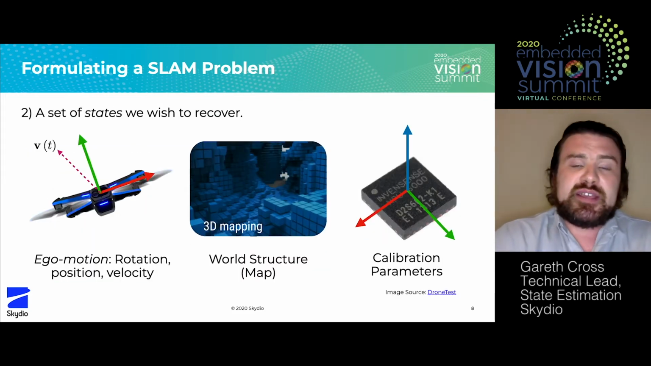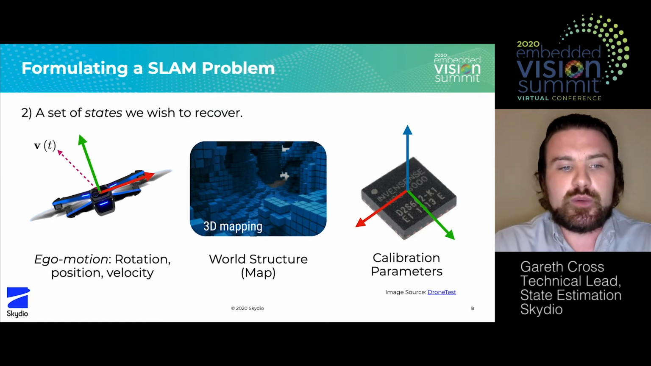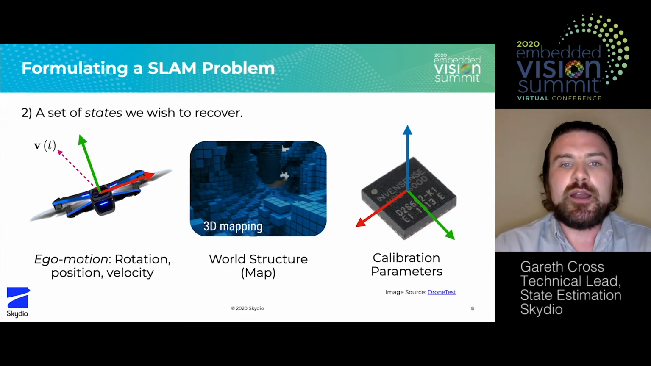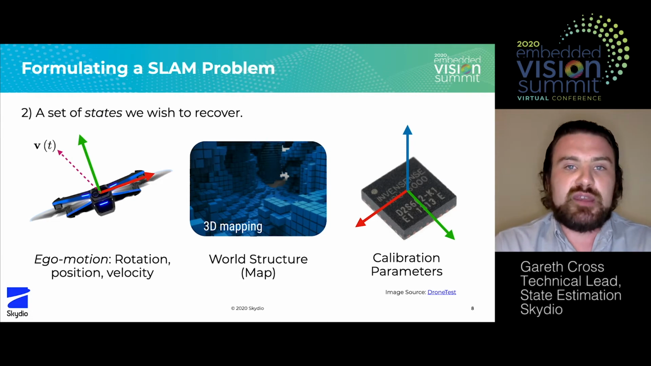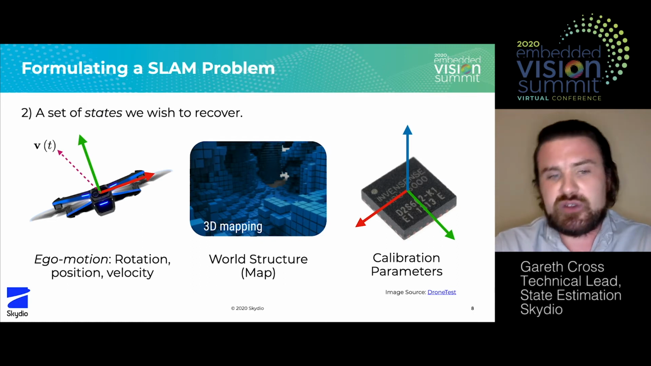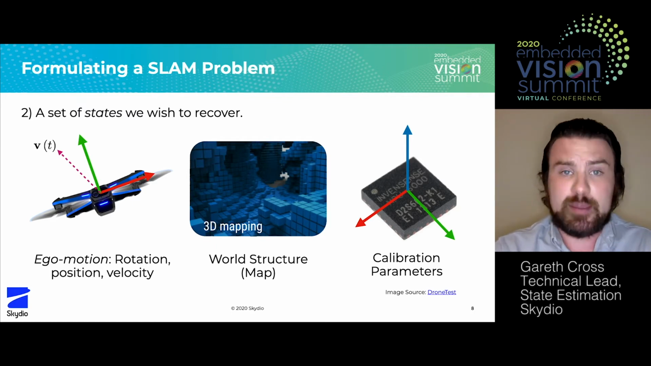So the second part in formulating a SLAM problem, you need some states that you want to recover using your sensor data. Two of these we've already discussed. One is the ego motion of the robot, which could be its position, velocity, rotation, for example. Typically, you'll have many of these over time since the system is evolving and moving over time. And then you'll have a 3D map. There are many different ways to parameterize the map, and we'll touch on some of those. But it will be driven by computational considerations. Potentially, if you need a high-quality map as a byproduct of your algorithm, that will influence the choice of map.